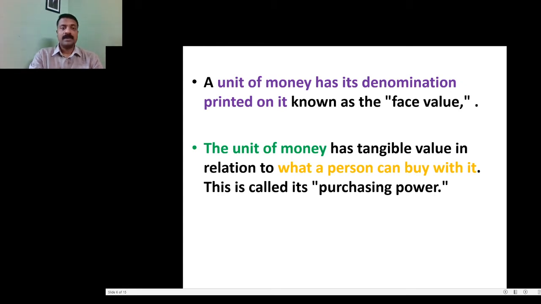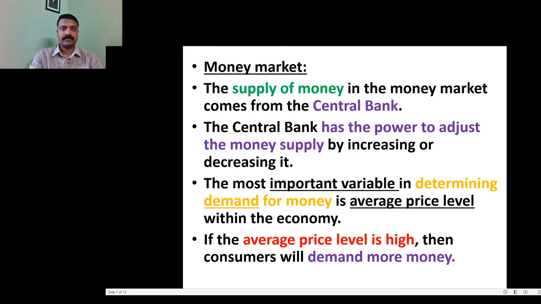Okay, right. Here the value of money and the purchasing power are the same. Supply of money in the money market comes from the central bank. The central bank has the power to adjust the money supply by increasing or decreasing it via various monetary policies. And the important variable determining the demand for money is the average price level in the economy.